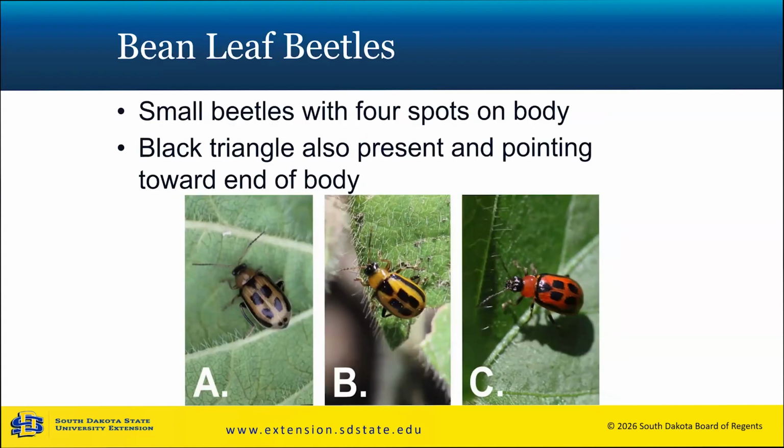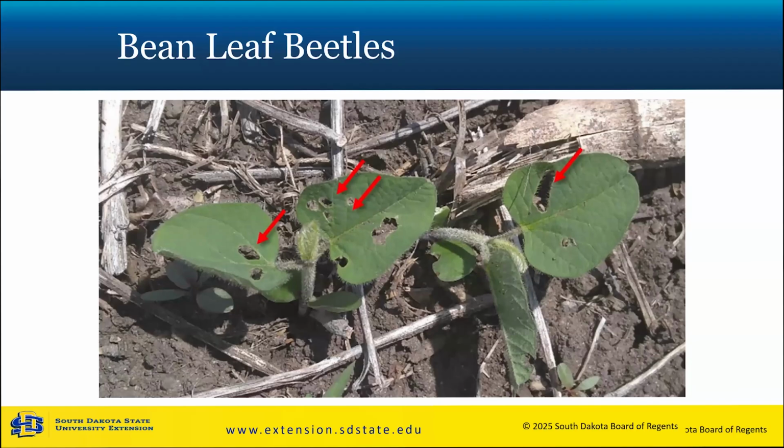Next defoliator is bean leaf beetles. They're small beetles with 4 spots on the body. You can see here's 3 pictures, A, B, C. Those are all bean leaf beetles. They just have varying coloration, and they can cause severe defoliation. They did wipe out one of our spray trials, I believe, in 2017. It was early season soybean. They clear cut it basically.